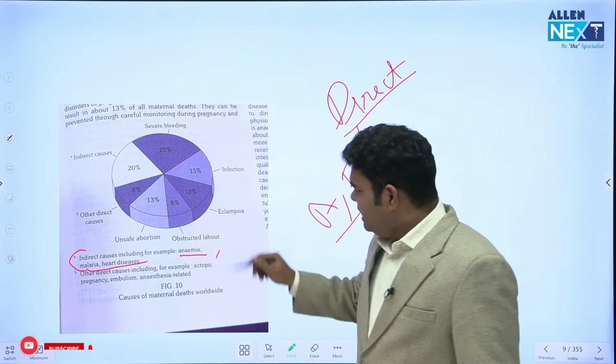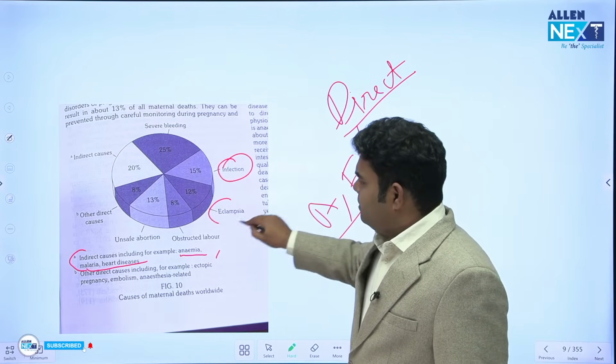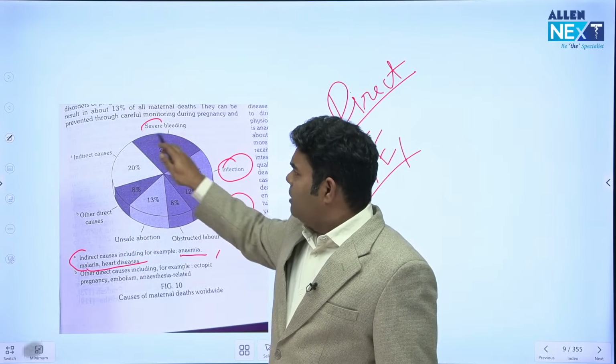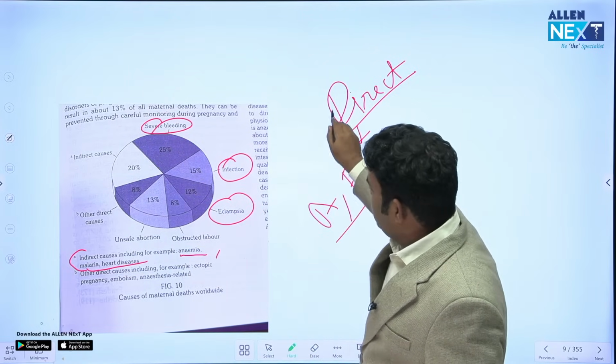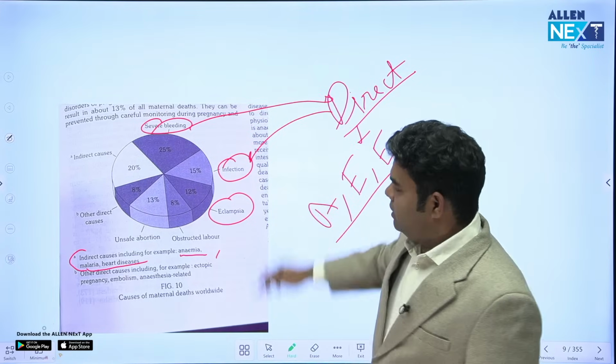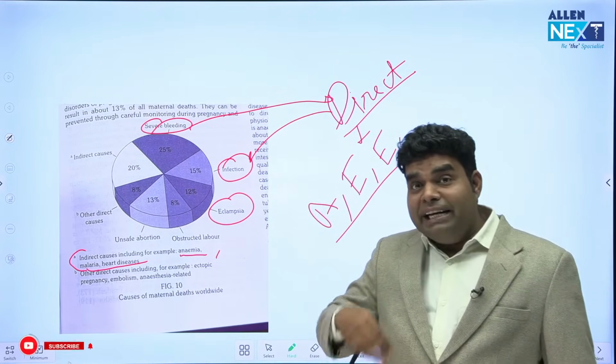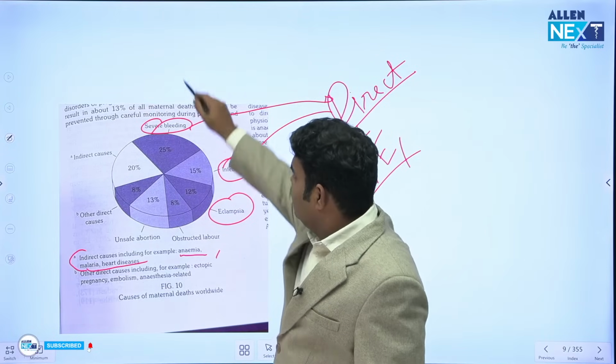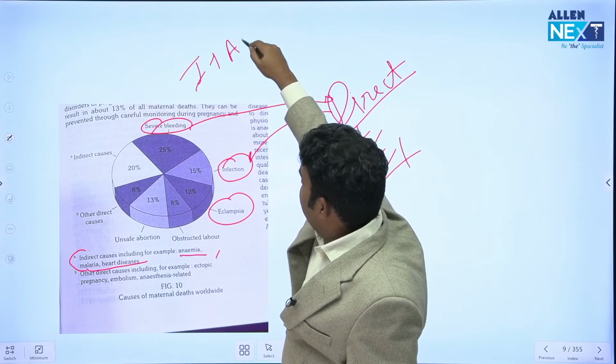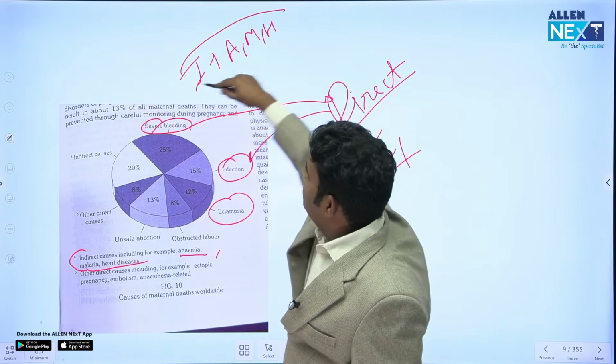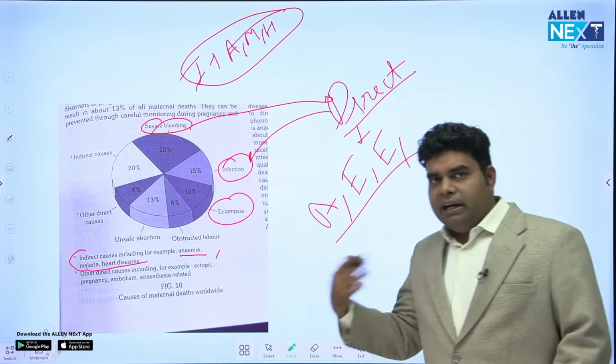Okay? Plus infection, eclampsia, severe bleeding, these are also direct causes. So in direct causes you can have a lot of factors. It's better to remember indirect separately. And in indirect there is anemia, malaria, heart disease. Okay? The rest all directly cause death.